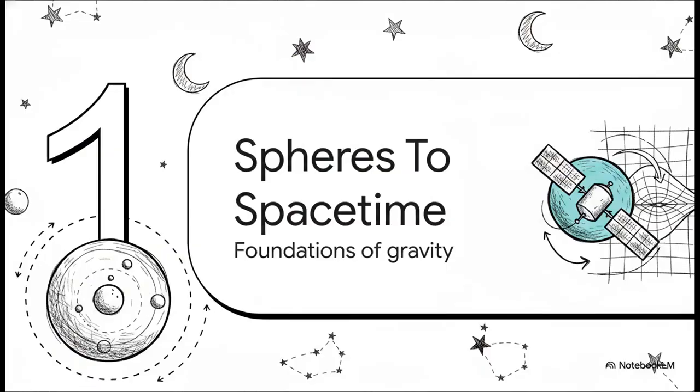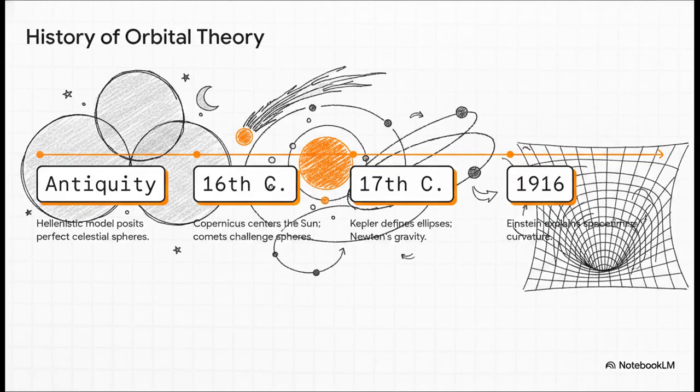Let's get to it. Phase 1, from spheres to spacetime, understanding the theoretical foundations of gravity. To really get orbits, we have to look back, way back. In antiquity, Hellenistic astronomers like Aristotle and Ptolemy thought the heavens were fixed to perfect, solid celestial spheres. It was a neat idea, but to make the math work, they had to keep adding these clunky, unwieldy epicycles.